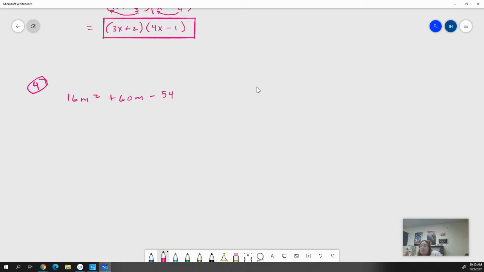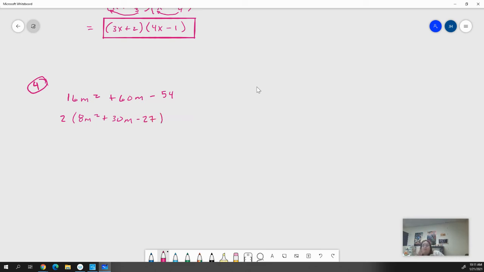But I see that all of these are even numbers, so I know I could at least factor 2 out of everything, right? So I'm going to go ahead and do that. I'm going to start by dividing everything by 2, because then my factors will be the same. 16 divided by 2 is 8m squared. 60 divided by 2 is 30m. And 54 divided by 2 is just 27.